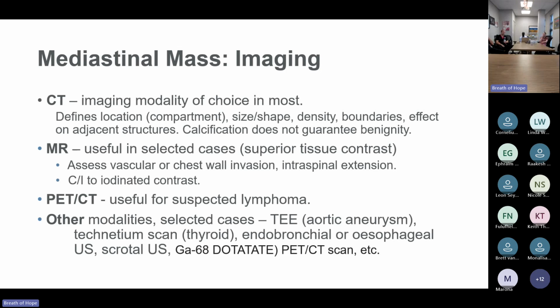And then PET scan is useful for suspected lymphoma, but the problem with the PET scan is that I always call it the Christmas tree, where it just lights up. Sometimes it's very difficult to be 100% sure what the diagnosis could be. It just helps me make a list of differential diagnoses.